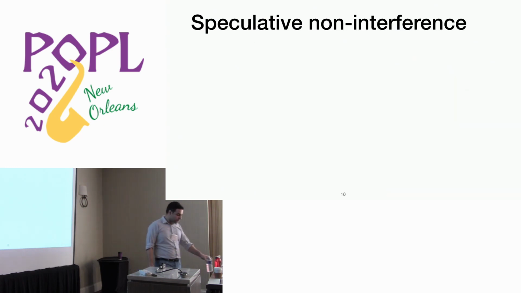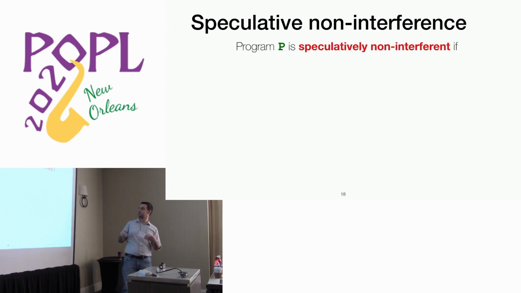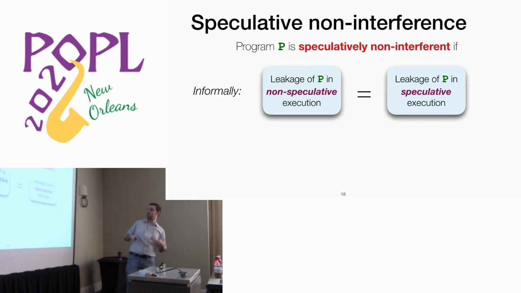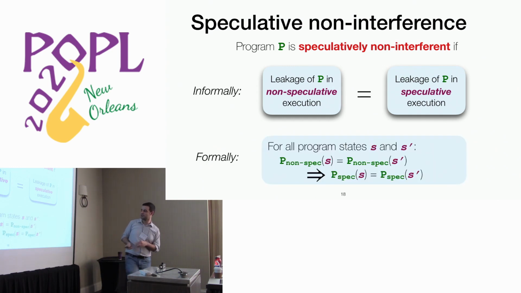And the last security condition is speculative non-interference. This is what we presented in our Oakland paper. Speculative non-interference is the most general security criterion, and it is inspired by non-interference. At a very high level, we say that program P is speculatively non-interferent if the leakage of the program under the non-speculative semantics is the same as the leakage of the program under the speculative semantics. Concretely, you can formalize it as follows.